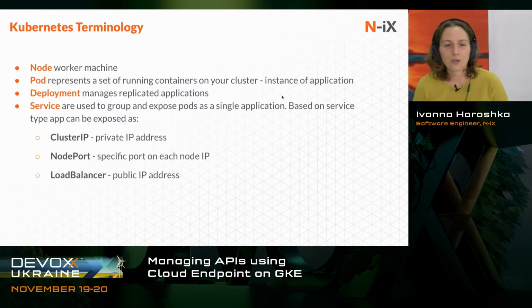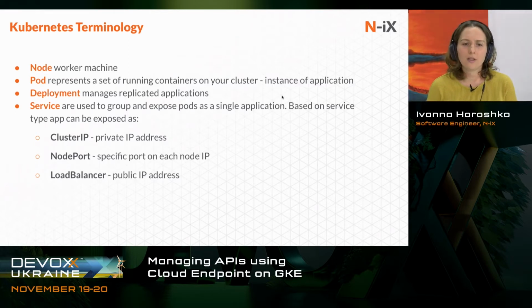The second type is called node port. That means that your service gets a specific port on each node IP. So if you create a service with type node port, and let's say you have 3 nodes running, it means that each node will have a certain port opened and associated with that service. So if you access the IP address of a node with that port, it will route all requests to your service.